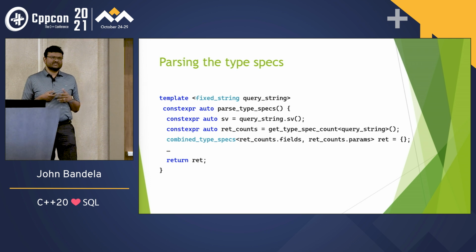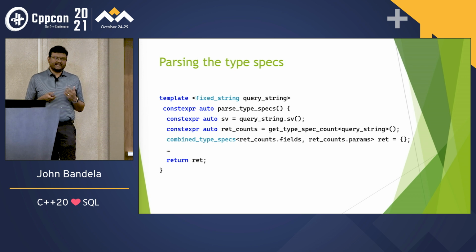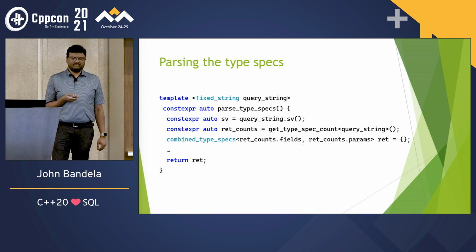I won't go over that, it's just string processing stuff. It basically looks up, okay, we have this many fields, this many parameters, and then we create a thing called combined type specs, and then we fill in the fields and the values into there. And then we return what's called the combined type specs. And you see the three dots, we skipped a bunch of stuff. That's just string processing, so I'm going to skip it. It's just normal stuff.